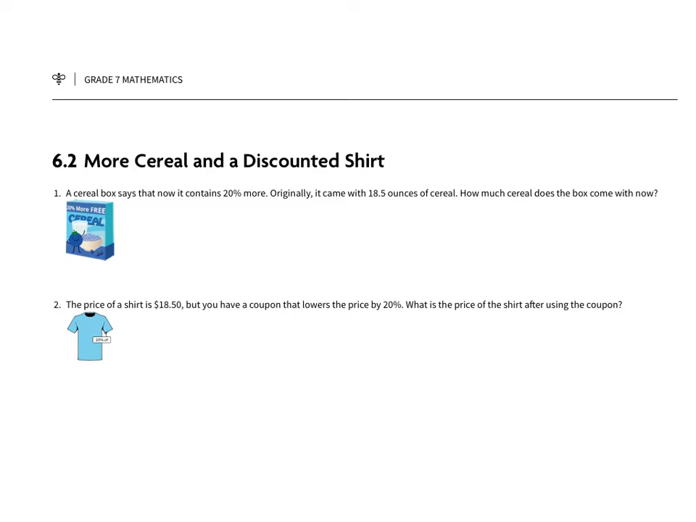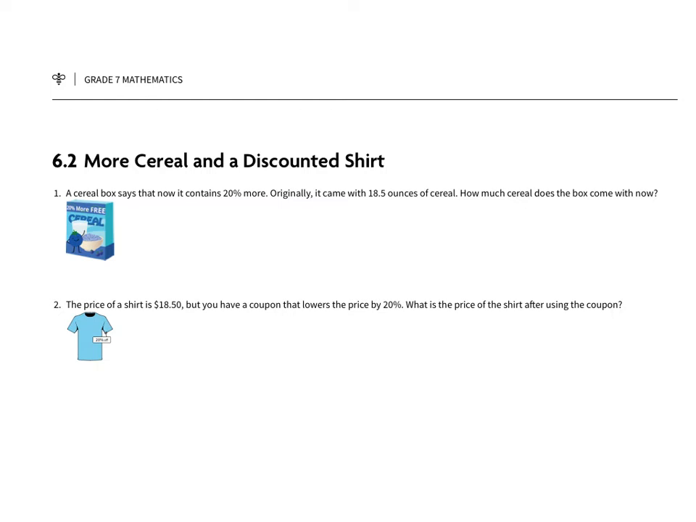And we're going to use a tape diagram. If you don't like the tape diagram and you want to do this a different way, that's fine. But here's a quick, easy way to solve a problem that involves one of our common percents. A cereal box says that it now contains 20% more. Originally, it came with 18.5 ounces of cereal. How much cereal does it come with now? And you'll see that on boxes sometimes.